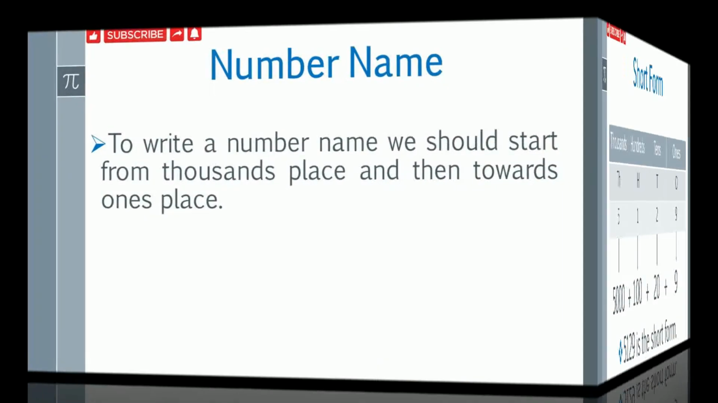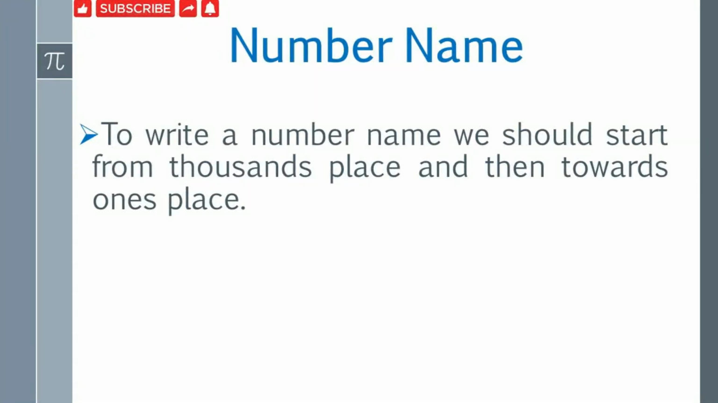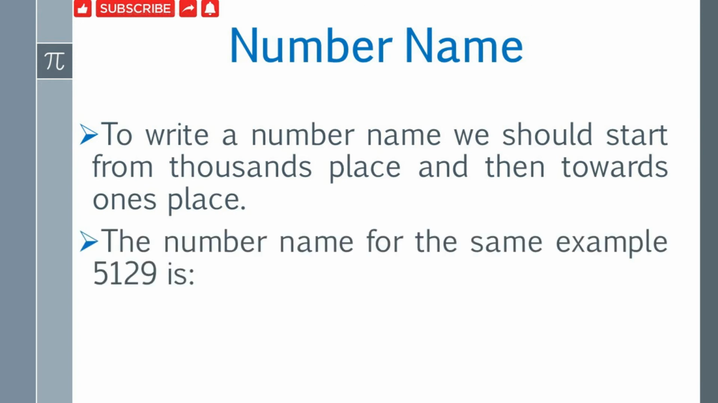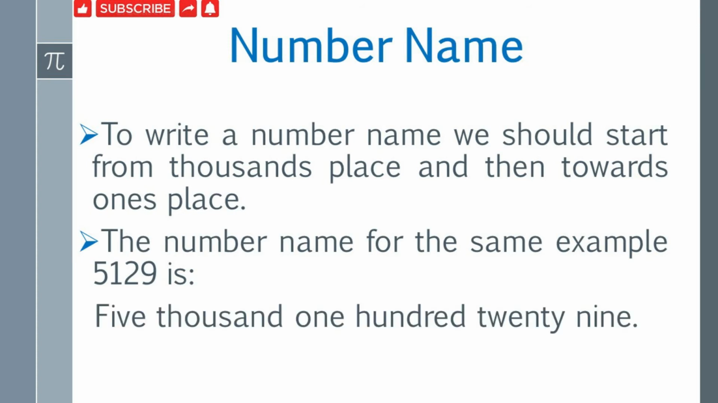Now children, let us learn about number names for 4-digit numbers. To write the number name, we start from the thousands place and then move towards ones place. The number name for the same example 5129 is five thousand one hundred twenty-nine.